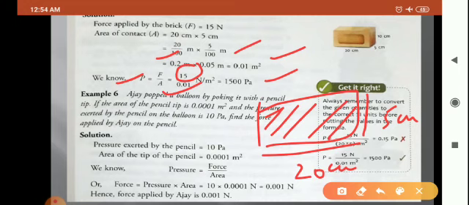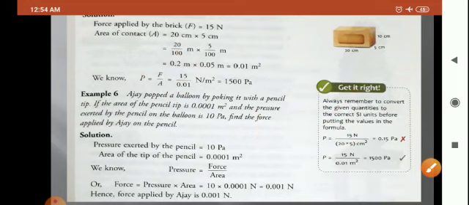So I suppose, children, it is clear to you. Yes? Okay. Now these examples are very easy. Just go through them by yourself also. Okay, it will be more clear to you.